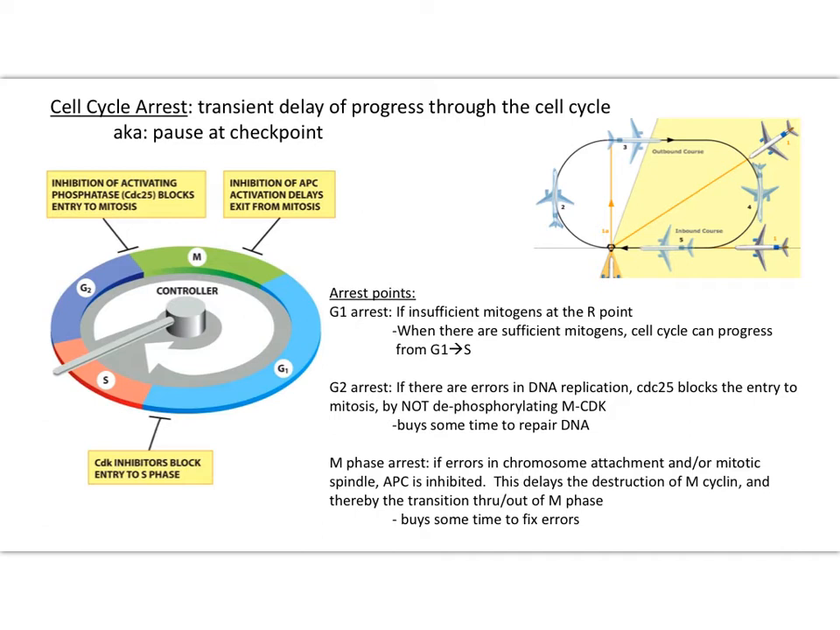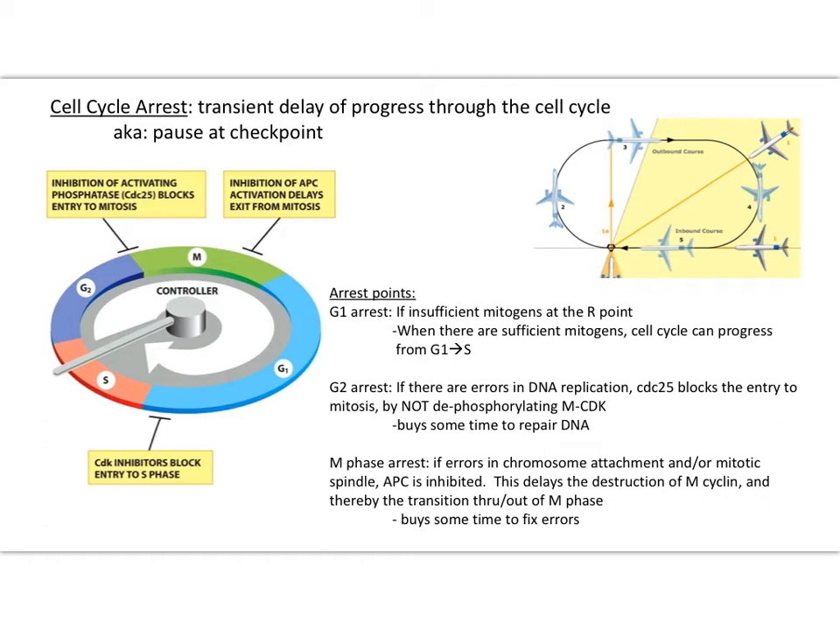Also, your book doesn't have a great definition of cell cycle arrest. They just call it a pause of the cell cycle and occasionally use the word arrest. But here's a definition. The cell cycle arrest is the transient delay of progress through the cell cycle. For example, this would be to pause at a checkpoint. And it's exactly where all of these arrests can take place, is at a checkpoint.